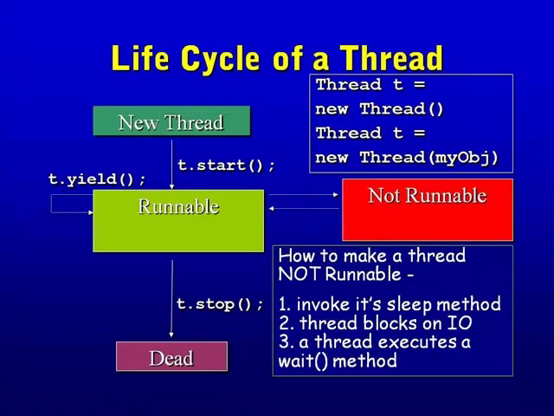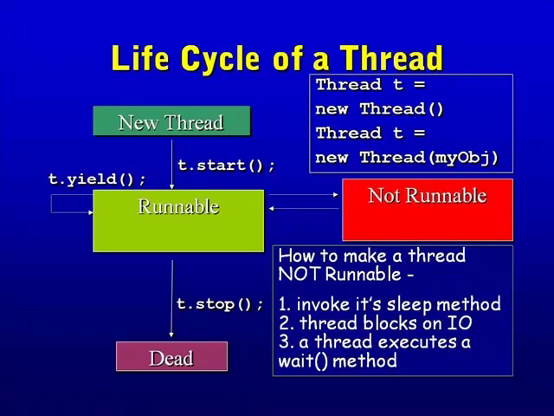So think of threads being in one of these four states: new, runnable, not runnable, or dead. So start brings us to the runnable state. When we are running and we hit a yield, that will again put us back in the runnable state. Remember, the threads in the runnable state are in contention for the CPU. Threads not in the runnable state cannot get access to the CPU.